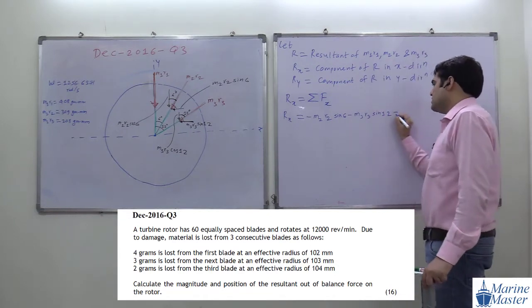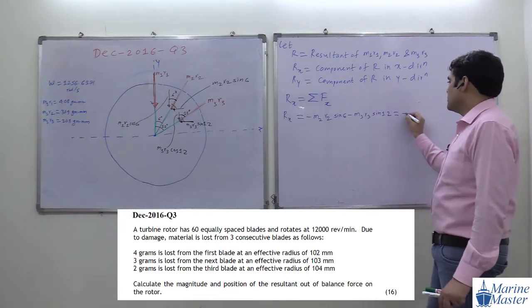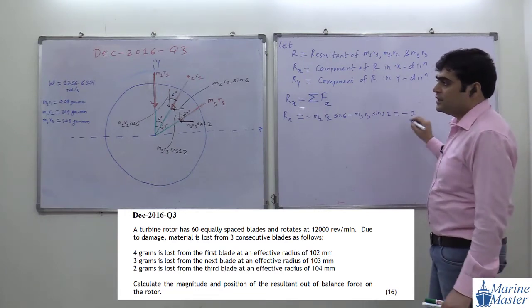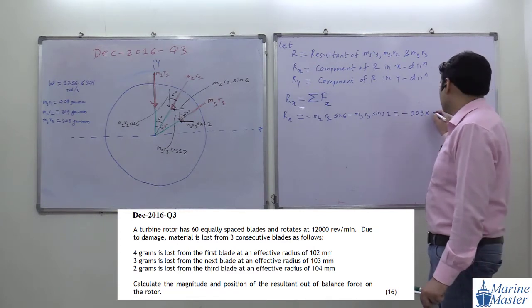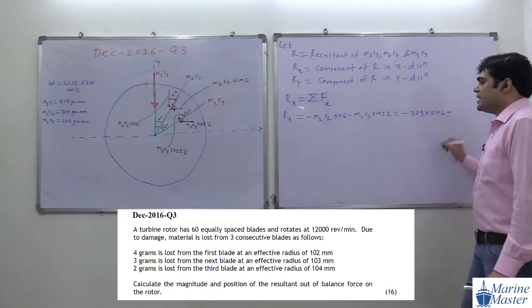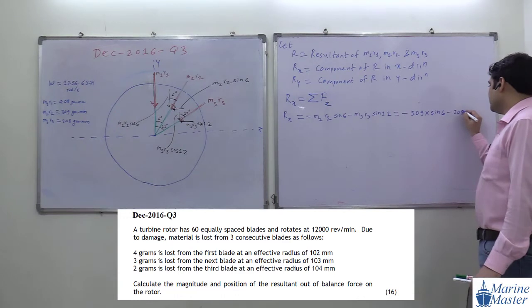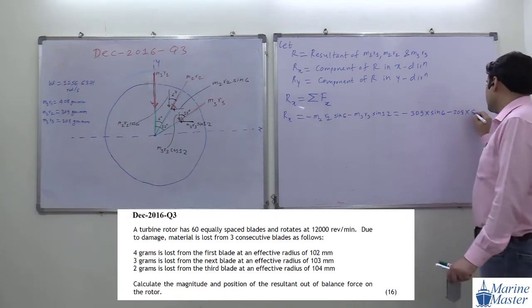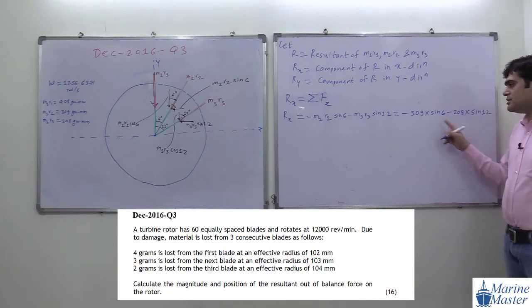Okay. So what is the value of minus M2 R2? Minus M2 R2 is what? Minus 309. Check it once again. Into sine 6. M3 R3 is how much? 208. And into sine 12. Okay guys, are you getting my point? Any doubt in this discussion?